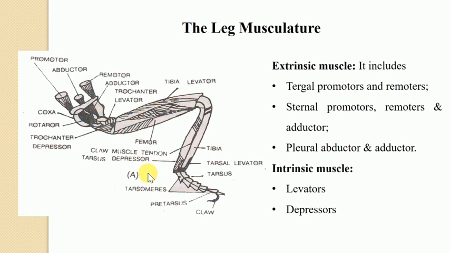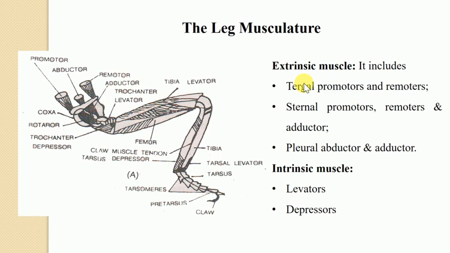The next topic is the musculature of the leg. Now there are two types of muscles in the leg, and these muscles can be classified into two groups: the extrinsic muscles and the intrinsic muscles. So let's see one by one. First of all, the extrinsic muscles.